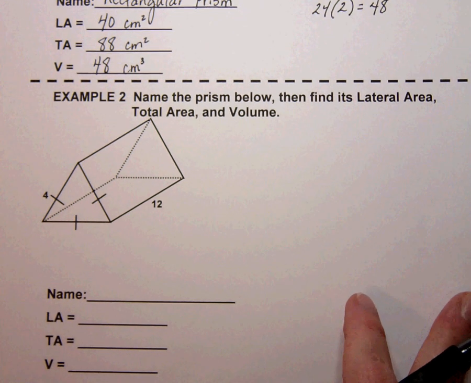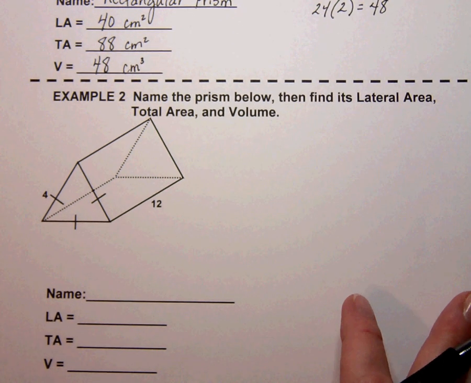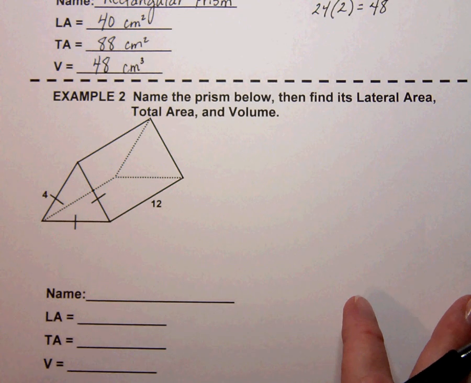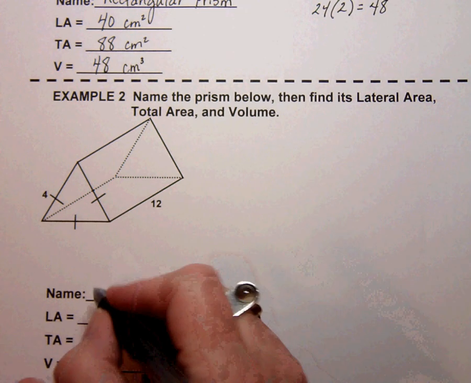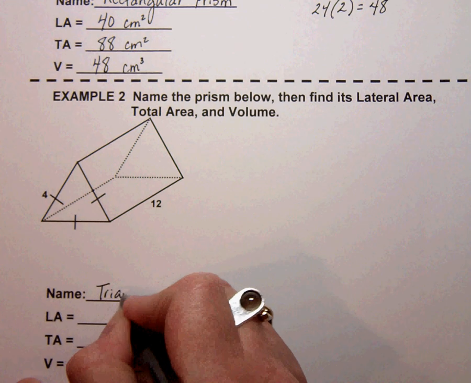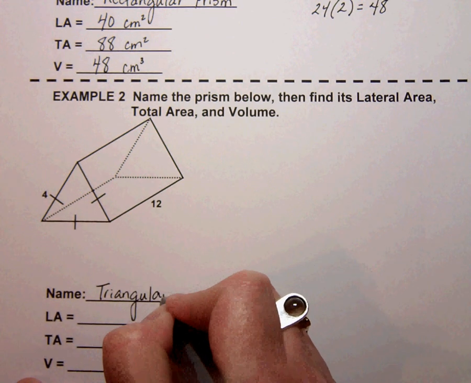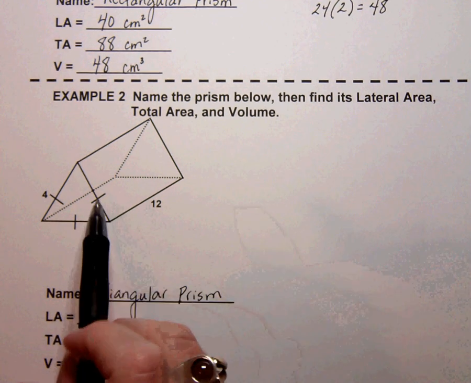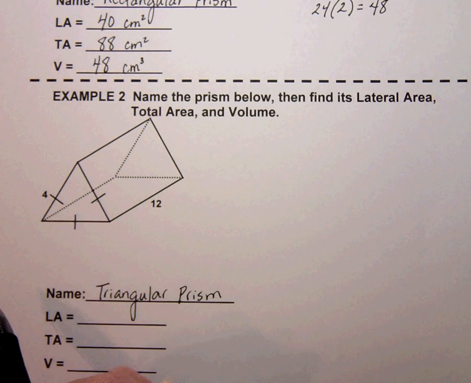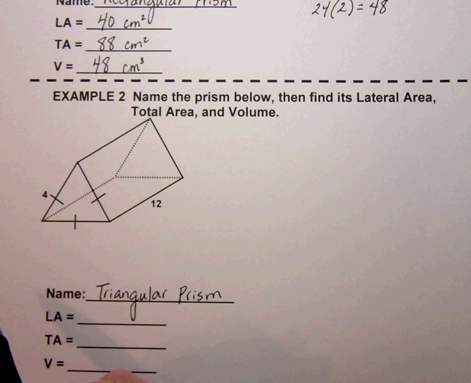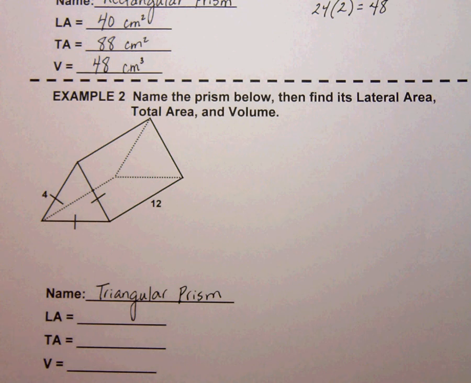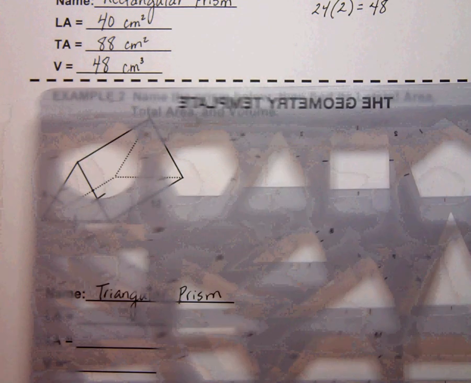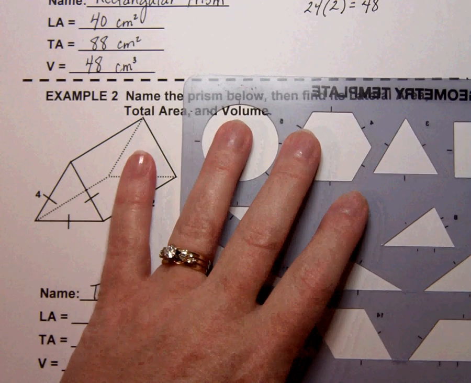Okay, the next one, when you first look at this one, hopefully you'll notice that the 2 bases are triangles. So this is a triangular prism. And for your markings here, your tick marks are telling you that it's an equilateral triangle. And you know what? I think we're going to need to talk about an equilateral triangle for a minute. So I'm going to draw one over here in the corner.